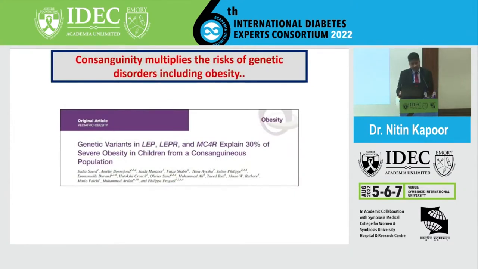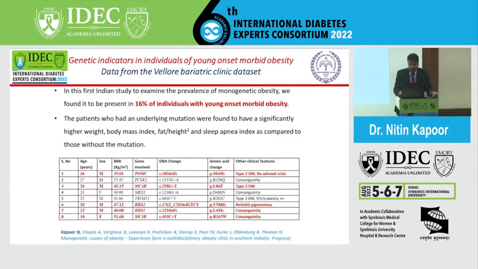This is a paper from Pakistan, where they found that about 30% of young onset morbidly obese children may have an underlying genetic defect. When we looked at data from Vellore, we found that about 16% of our young onset morbidly obese children actually have a gene defect.